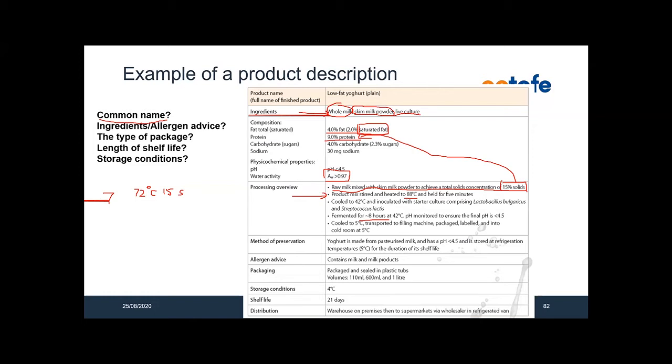That's definitely one of the reasons, because we are going to add in cultures or other bacteria for fermentation. So remember, 72 degrees for 15 seconds is not going to eliminate all the microorganisms in the milk system. There will always be something that survives the heat treatment. But if you heat longer and at a higher temperature, it's going to kill more bacteria and make the cultures you add easier to grow. That's definitely one of the reasons.